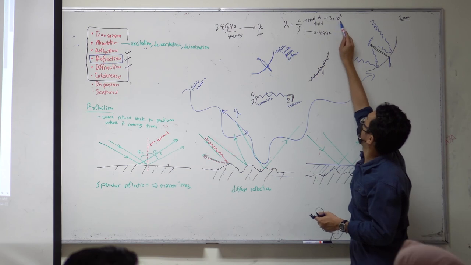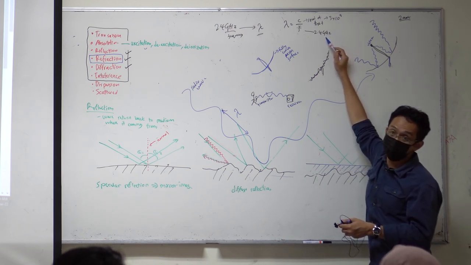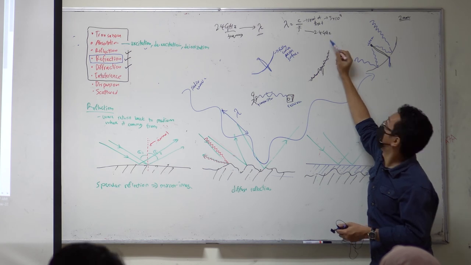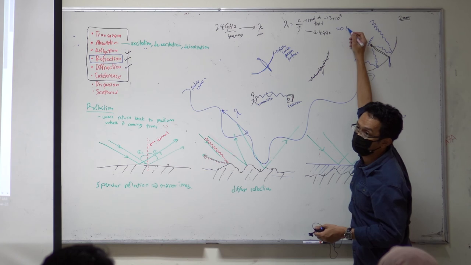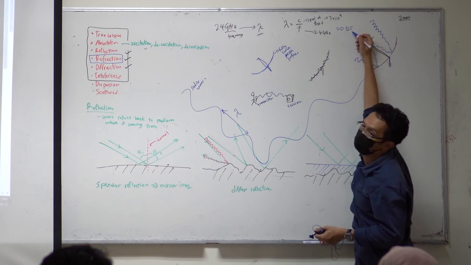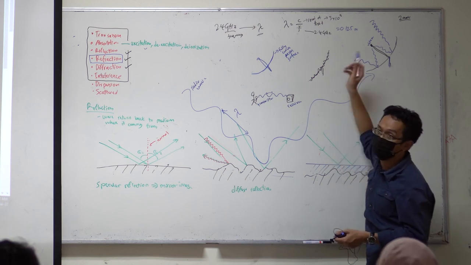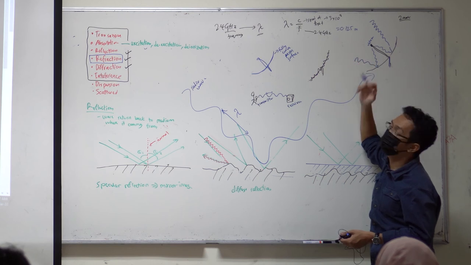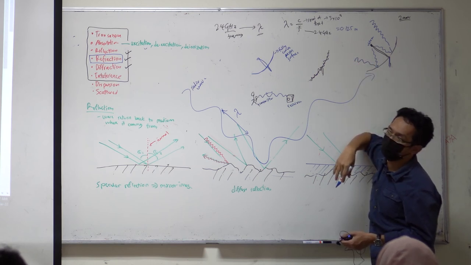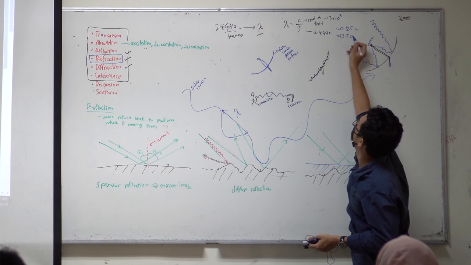3 times 10 to the power 8, divided by 2.4 gigahertz. In centimeter, how much? 0.125 meter. So 12.5 cm.